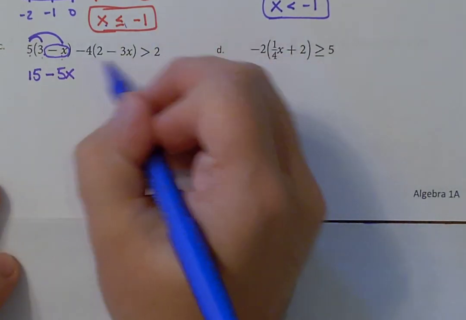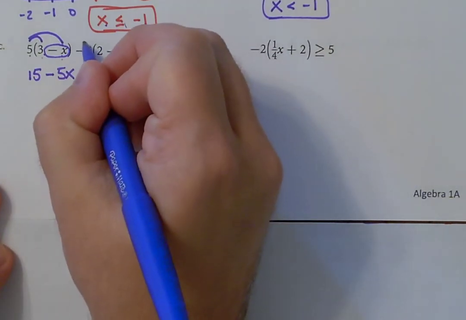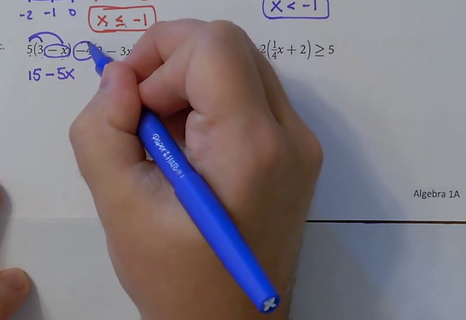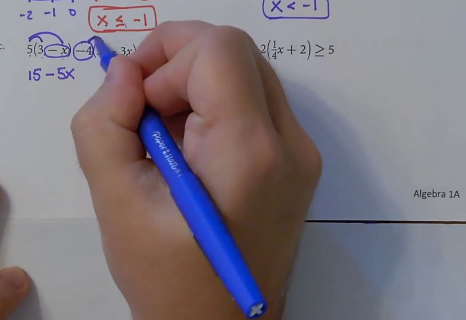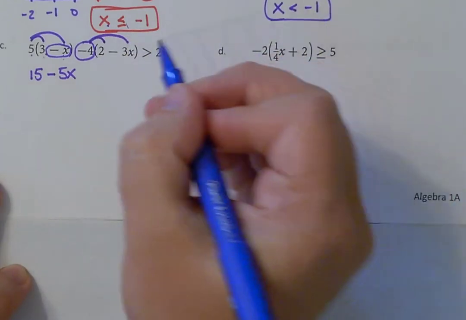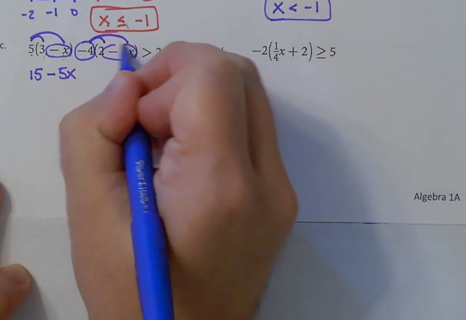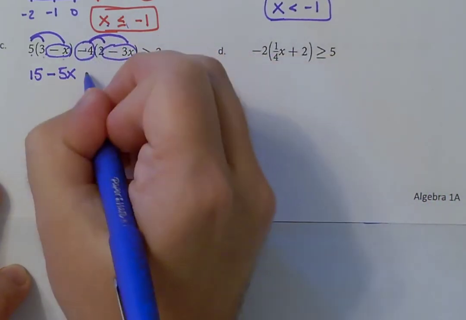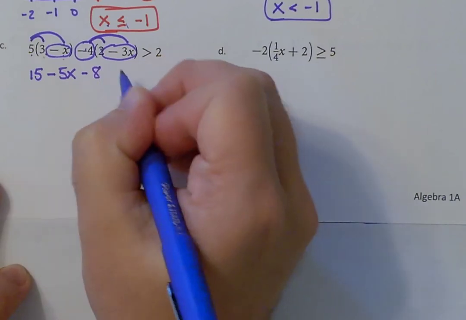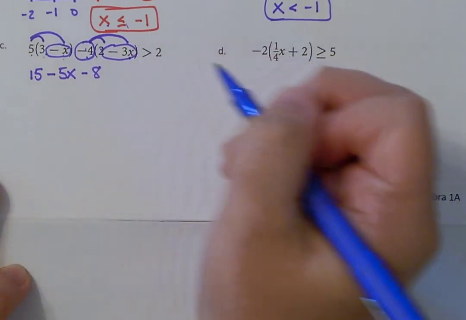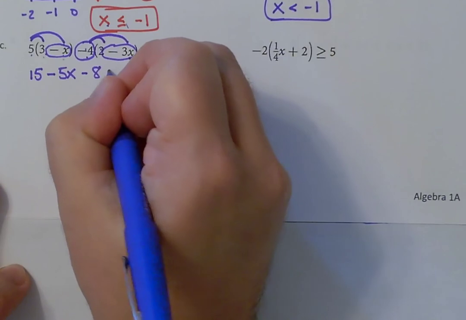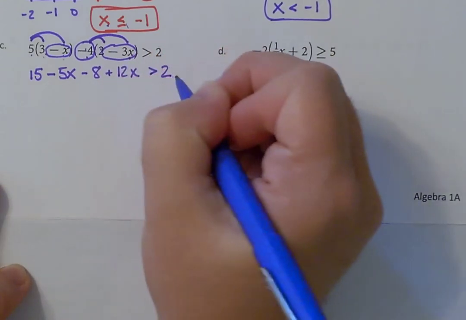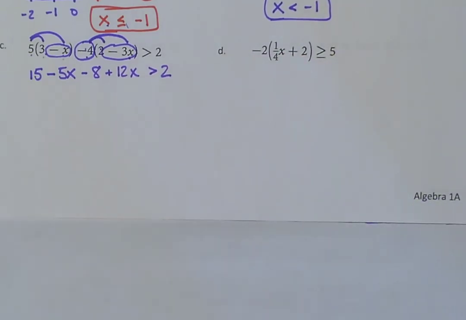Now for the second set of parentheses, again we have to keep the sign with it, so we're going to consider this a -4. We're going to do -4 times 2 and -4 times -3x. -4 times 2 is going to give us -8, and -4 times -3x is going to give us plus 12x, and that is all greater than 2.